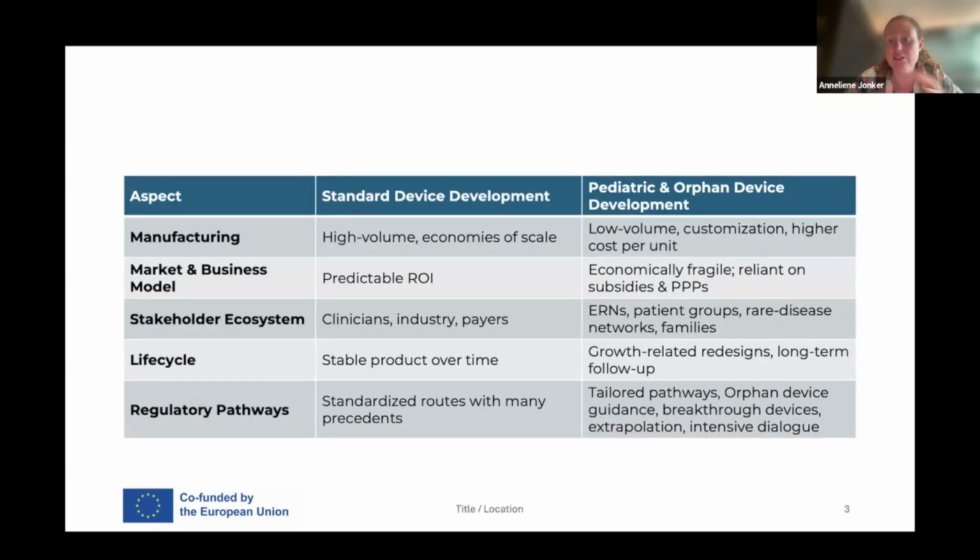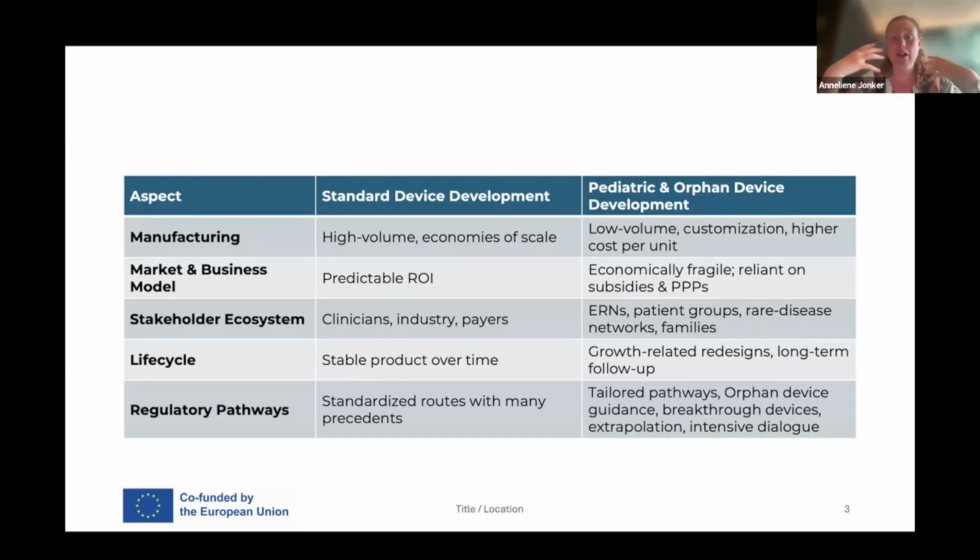A couple of other challenges or differences in the population that we're working with is indeed the low volume of devices that we're developing, the fact that we work in a maybe more economically fragile environment, and the fact that we have to work with a really large stakeholder ecosystem, bringing them all together in order to succeed.